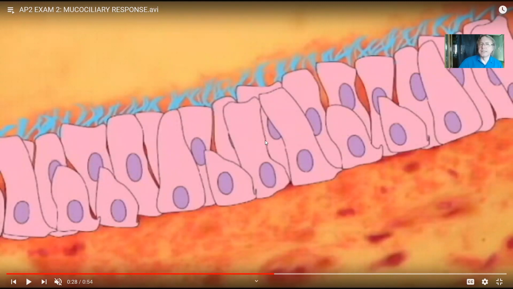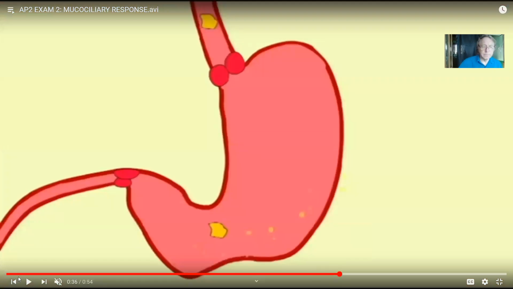Now, we call this epithelia pseudostratified. It looks like there are many layers of cells here, and there's not. There's only one. It's just that all of the cells don't begin at the same point.